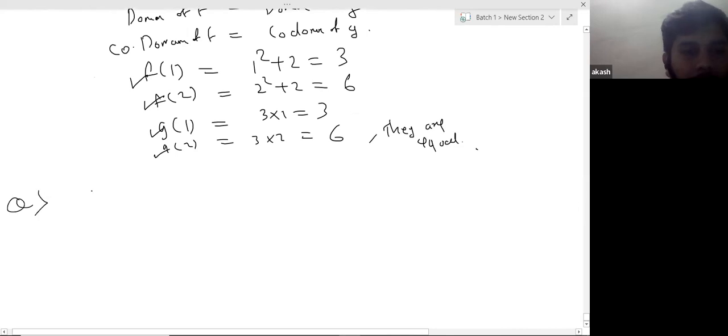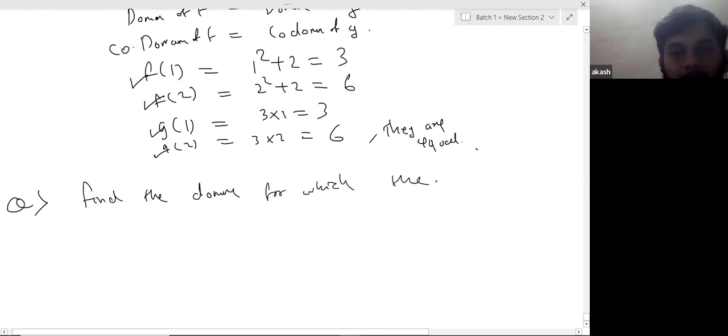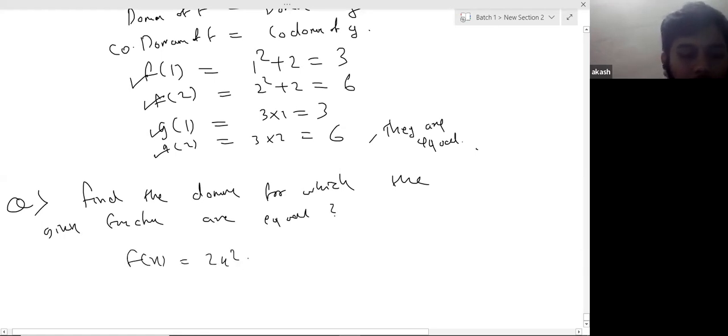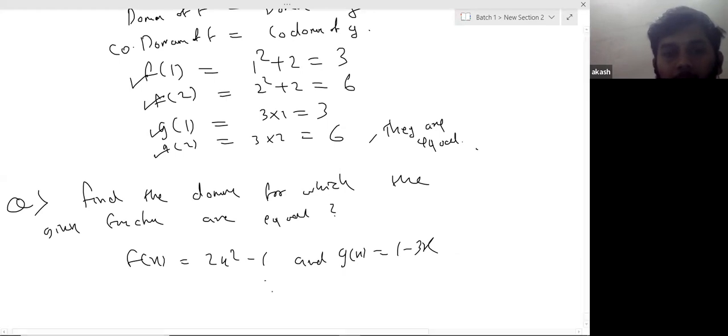Another question. Find the domain for which the given functions are equal. f of x equals 2x square minus 1 and g of x equals 1 minus 3x. You have to find the domain for which these functions are equal. I'll give you 2 minutes for this.